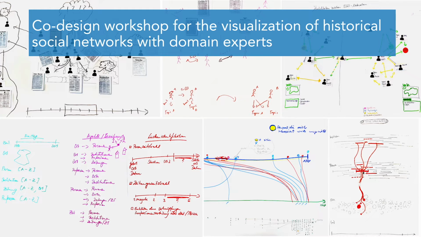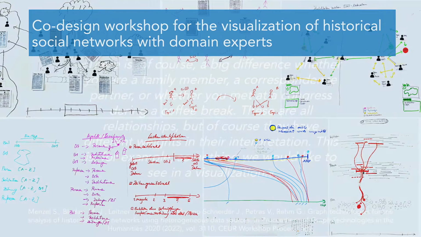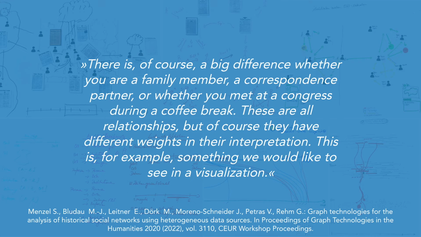To illustrate this, one of the participants, for example, stated the following. There is, of course, a big difference whether you are a family member, a correspondence partner, or whether you met at a congress during a coffee break. These are all relationships, but of course they have different weights in their interpretation. This is, for example, something we would like to see in a visualization.